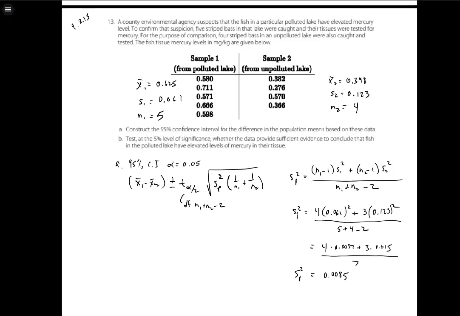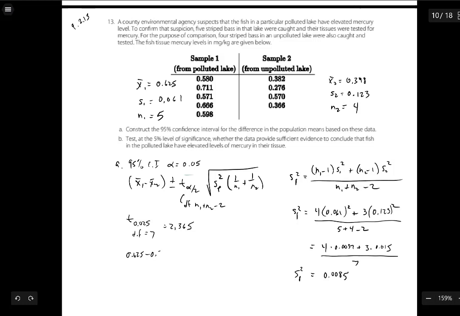Oh, so you know what? Let's do this first. So our t at alpha over 2, so our 0.05 divided by 2, the t is 0.025 with degrees of freedom. That's the n1 plus n2 minus 2. So we have that right here. We calculated that a minute ago. That's 7. When I look that value up, that equals 2.365.